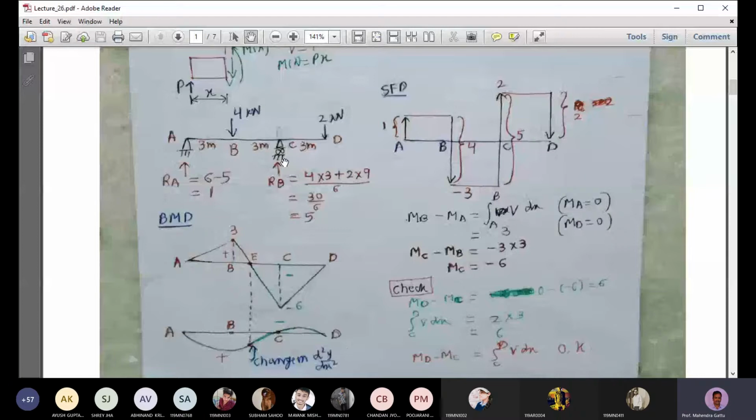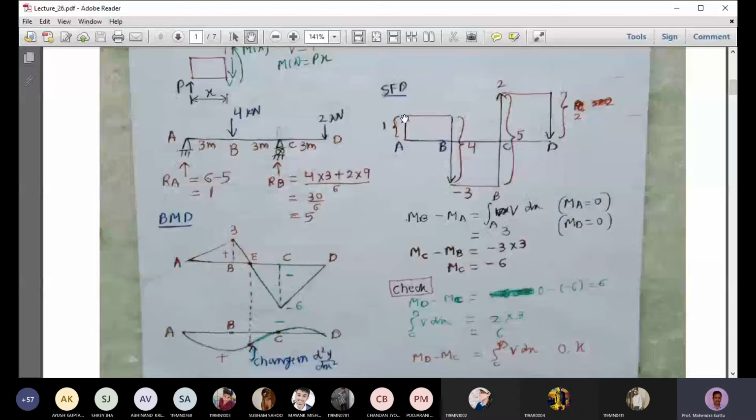Okay, so net downward force is 6, so net upward force will also be 6. So here it is 5, so RA will be 1. So with this information, we can draw the shear force diagram. So at A, we'll jump by 1 unit, that is equal to RA.